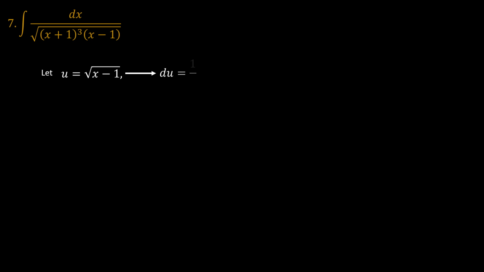Next problem quickly is problem number 7, which is the integral of 1 over the square root of the product of (x plus 1) cubed and (x minus 1). So what I would do is let u be equal to the square root of x minus 1, and so du is the same as a half of dx over square root of x minus 1. And so what that means is u squared is the same as x minus 1, and therefore u squared plus 1 is the same as x.